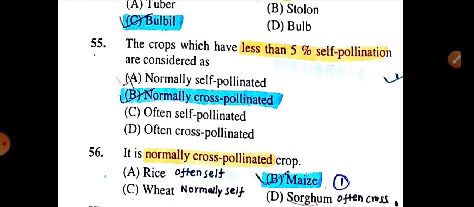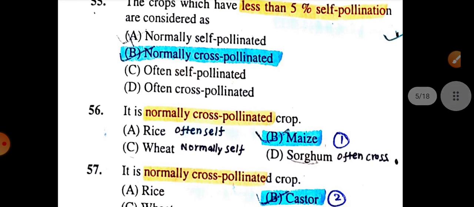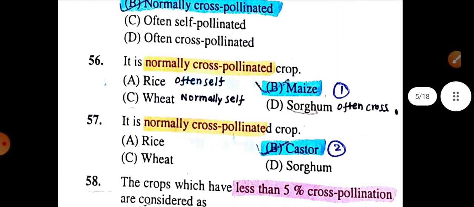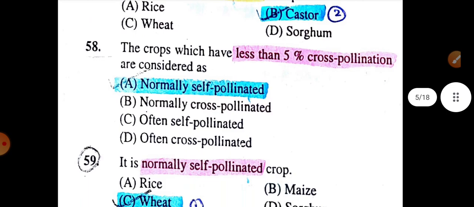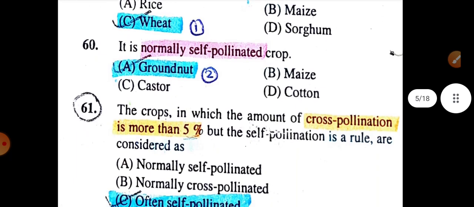A crop which has less than 5% self-pollination is considered a normally cross-pollinated crop. Normally cross-pollinated crops include maize and castor. A crop which has less than 5% cross-pollination is a normally self-pollinated crop, and examples are wheat and groundnut.